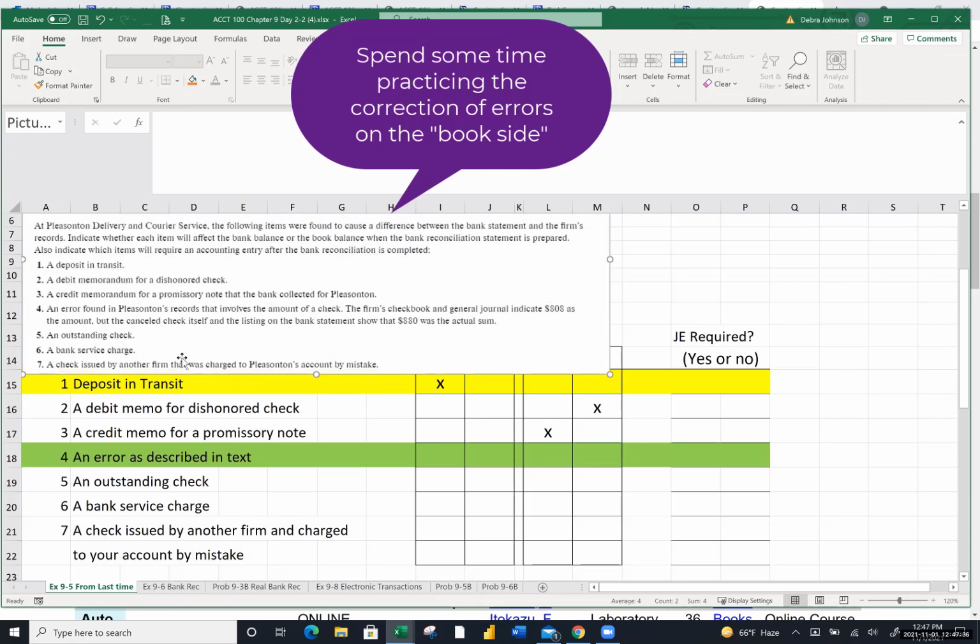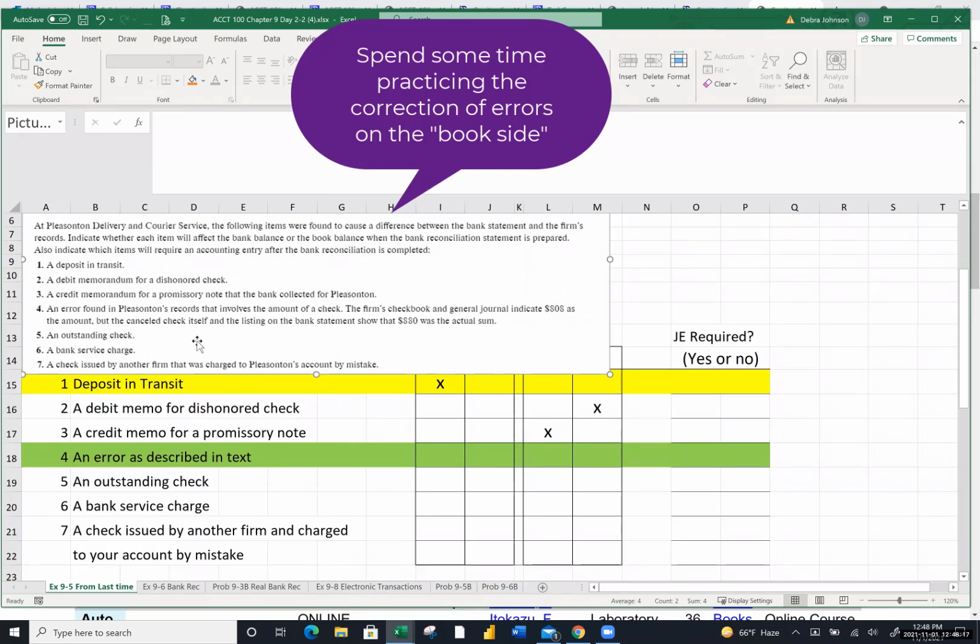So let me read this, number 4. It says an error found in Pleasanton's records. Okay, stop. We know it's a book error now because it was in our records. So we're on the book side. We just narrowed our choices to 50-50. So an error found on our side involves the amount of a check. The firm's checkbook and general journal indicate 808 as the amount, but the canceled check, there's another vocabulary word that I'm going to come back to in a minute. The canceled check and the listing on the bank statement shows that 880 was the actual sum.